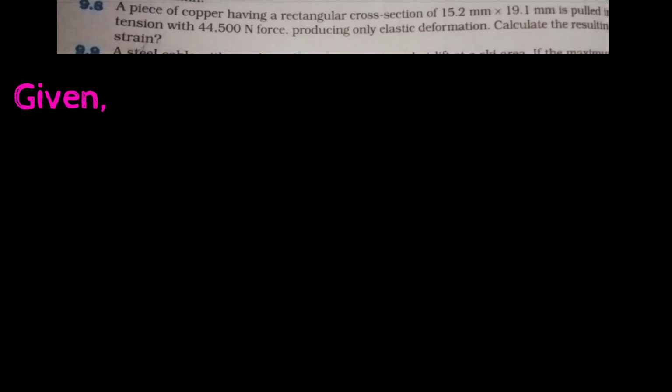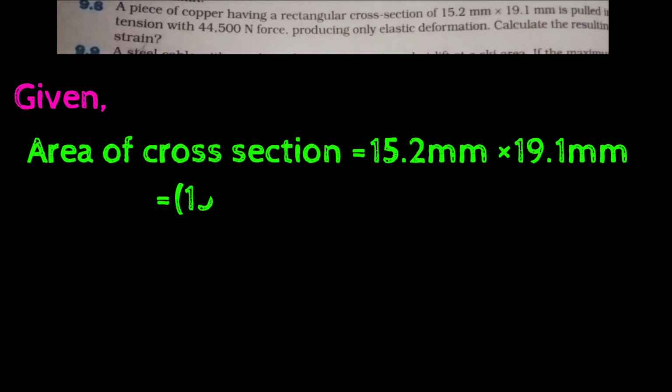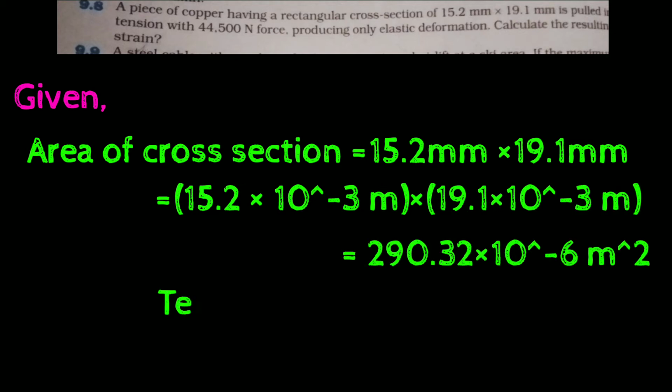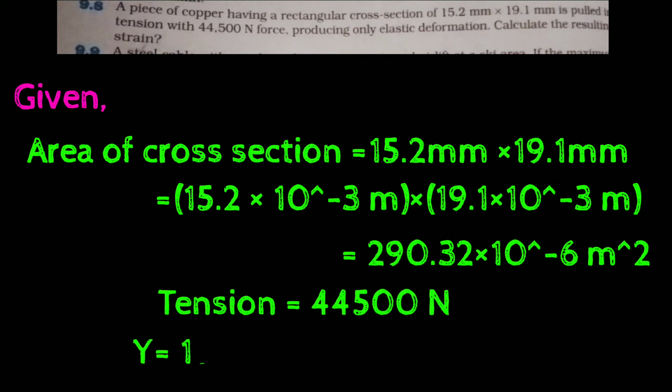As we know that area of rectangle equals length times breadth, so length equals 15.2 mm and breadth equals 19.1 mm. Firstly, we will convert millimeter into meter. Then the area of cross section of the rectangular copper piece equals 290.32 × 10^-6 m², and tension equals 44,500 Newton, and the value of Young's modulus equals 120 × 10^9 Newton per meter square.